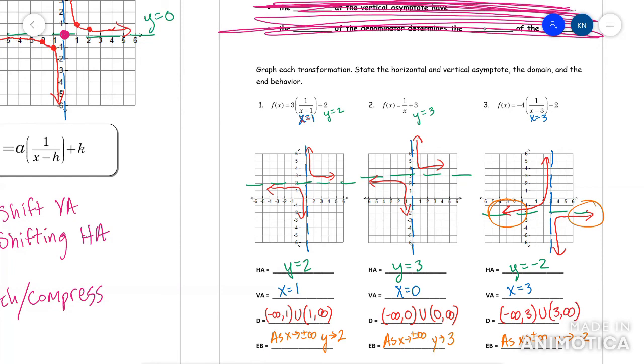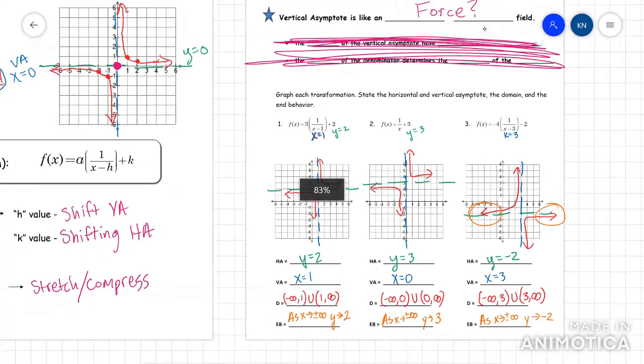So that's how you would actually graph those rationals. So hope this video helped.